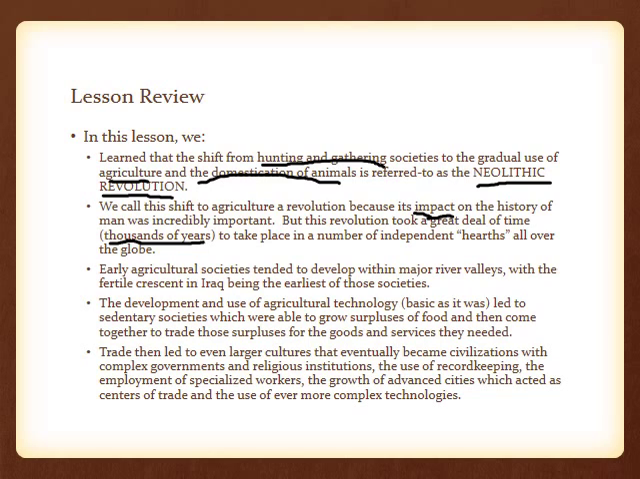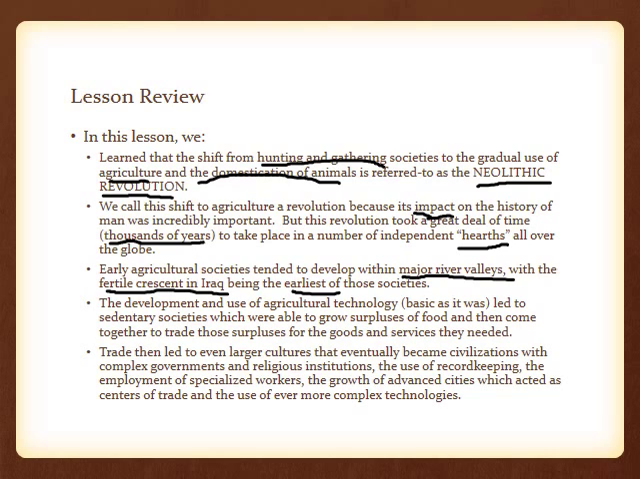And it doesn't happen simultaneously, but at the same time, it happens independently in at least 4 or 5 different what we call hearths all over the globe. And early agricultural societies have one thing in common. They all tend to develop in major river valleys, with the Fertile Crescent in Iraq being the earliest.